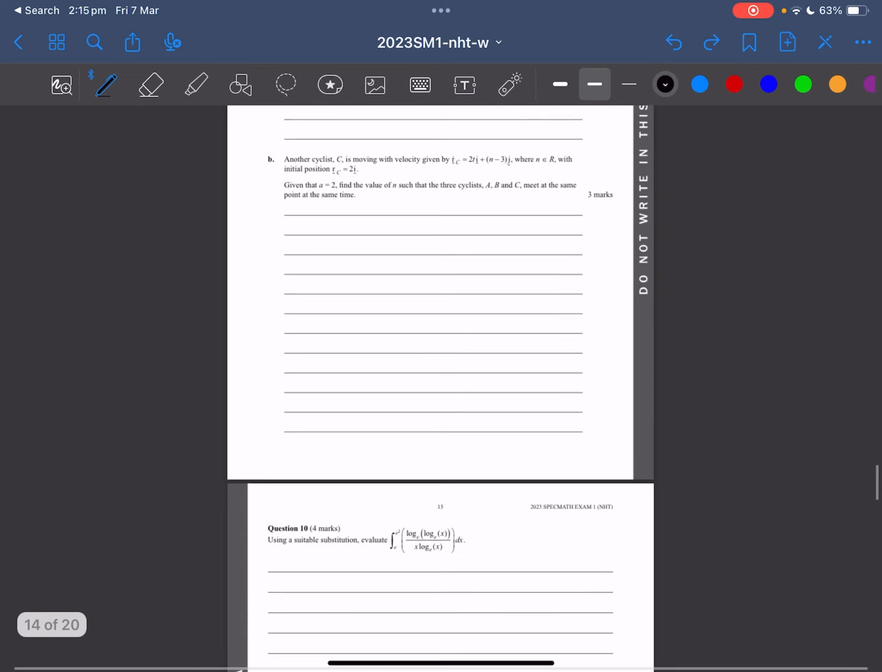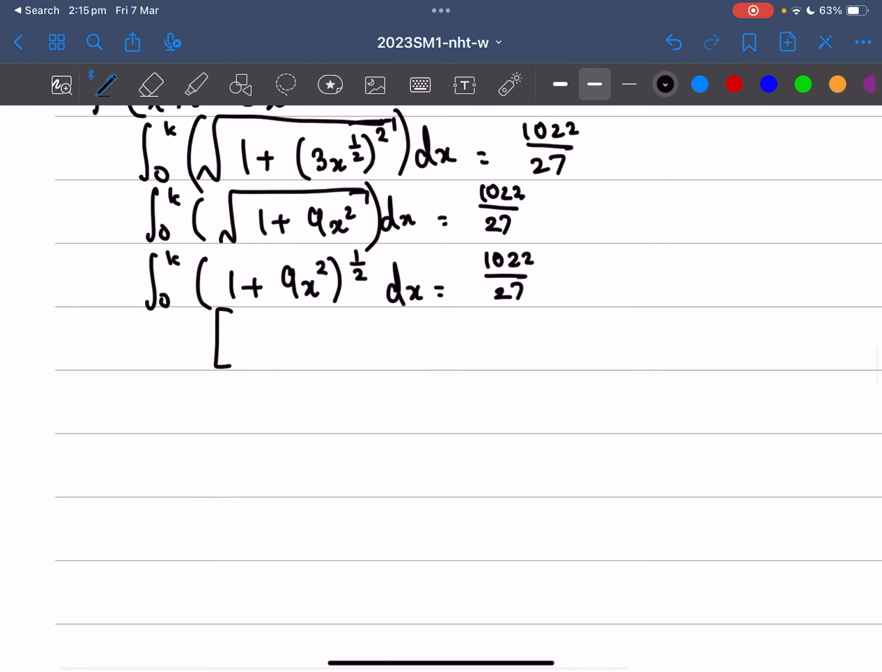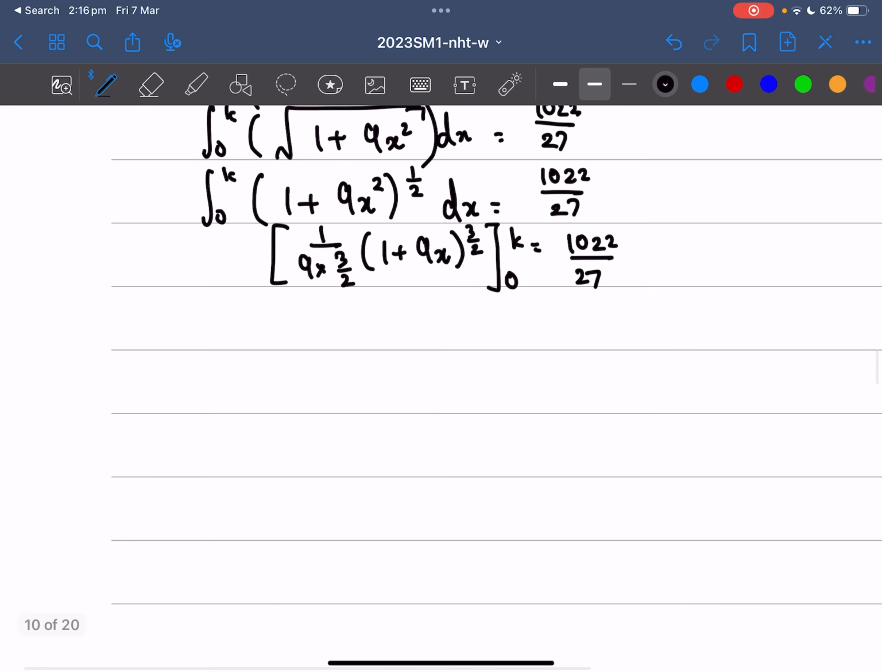So it would be 1 on 9 times 3 on 2 times 1 plus 9x squared, well not squared, to the power of 3 on 2, from 0 to k, equals 1022 on 27. So that would result in 27 on 2. No, wait, 2 on 27, what am I saying?